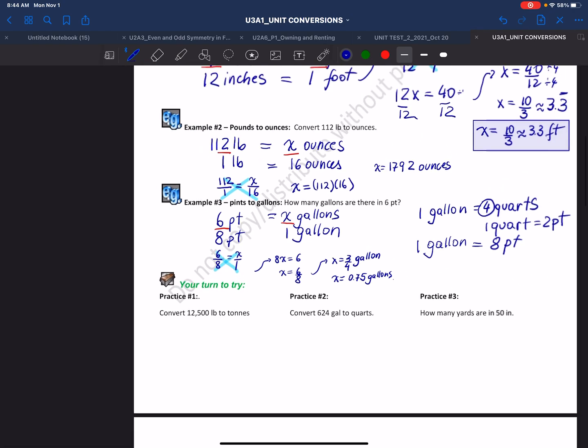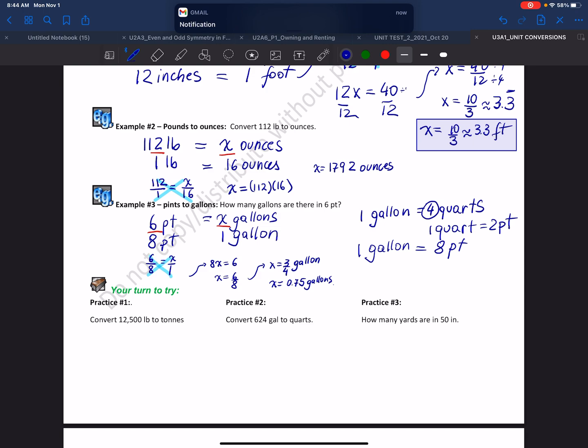Okay, now your turn to try for the next questions. Again, it's the same strategy that we've followed in the previous examples, and I will be posting the answers to this in our Brightspace classroom.